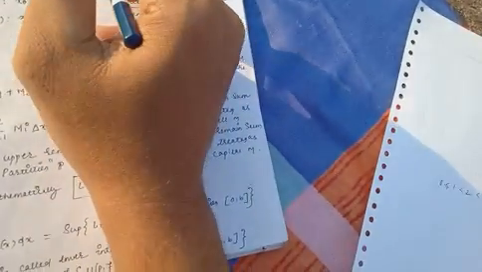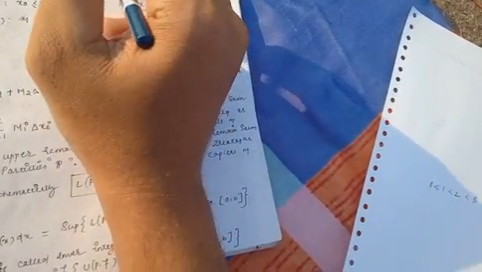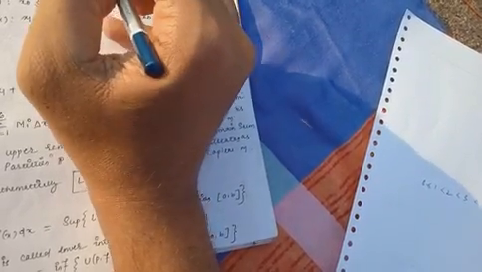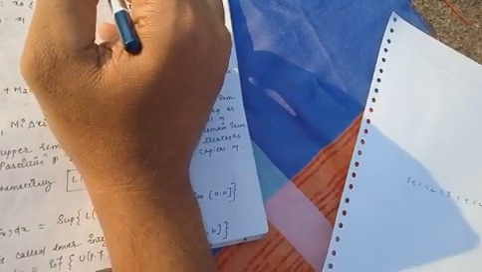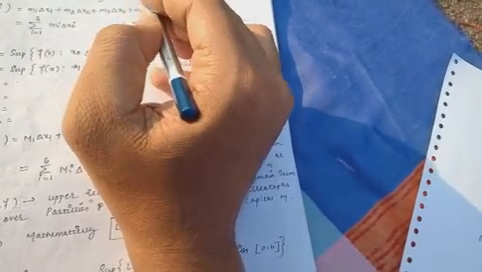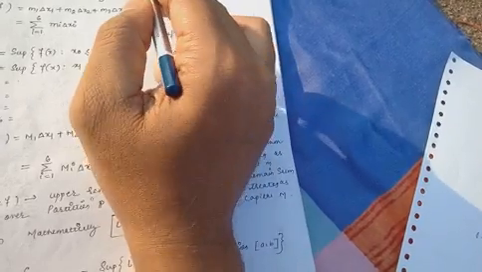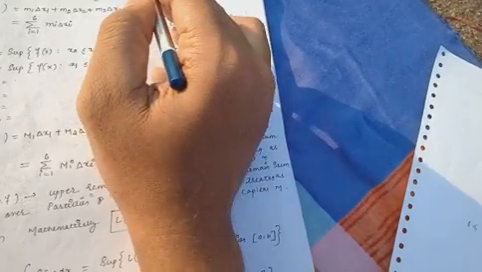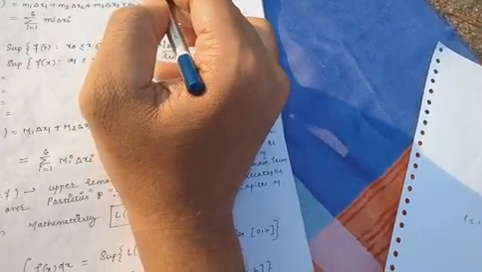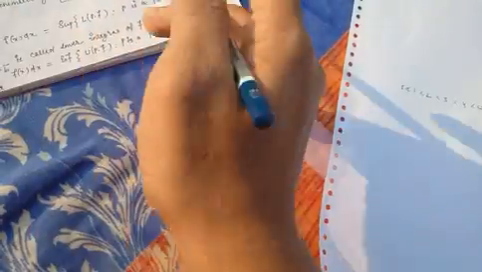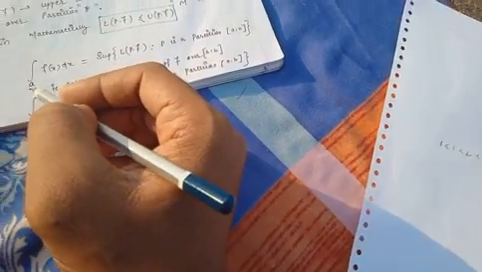Okay guys, the upper partition means the total, not just this much, and the lower partition is only this much. I hope you understand. The upper partition means this total rectangle from here to here, and the lower partition is only this one. So the upper partition is always greater than or equal to the lower partition.